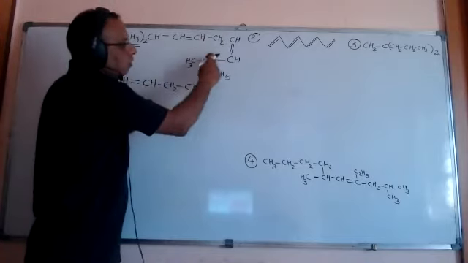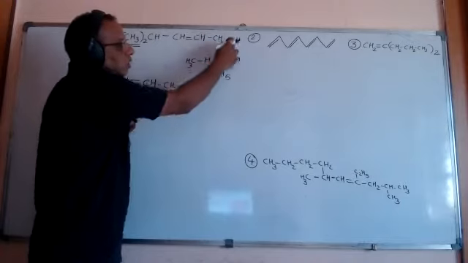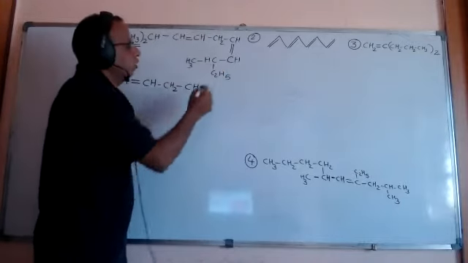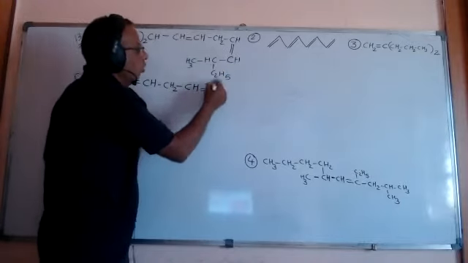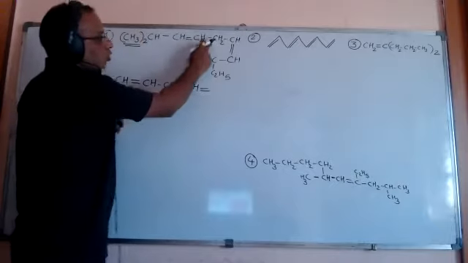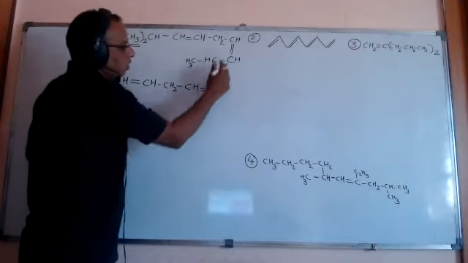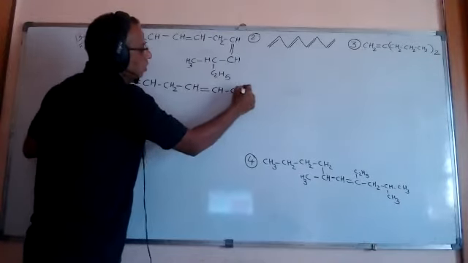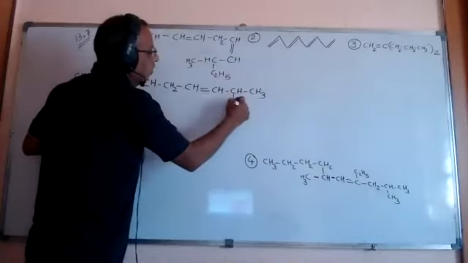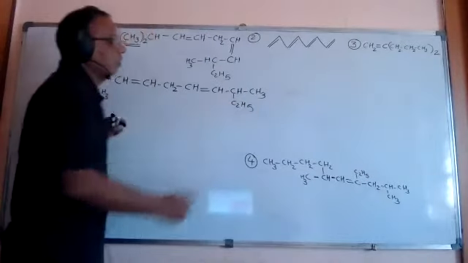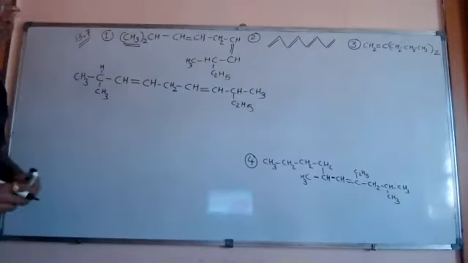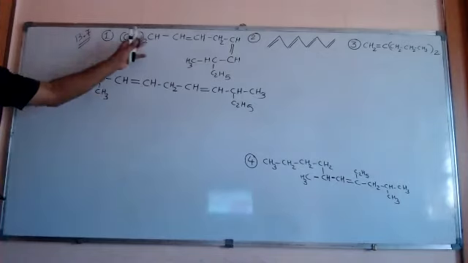Now this is given as a branch, but on the last carbon a branch is not considered a branch. So we can continue this: CH2, CH and double bond, CH2, CH and double bond, then this is CH, this is CH and CH3 and C2H5. So this type of structure we can draw of this, right?